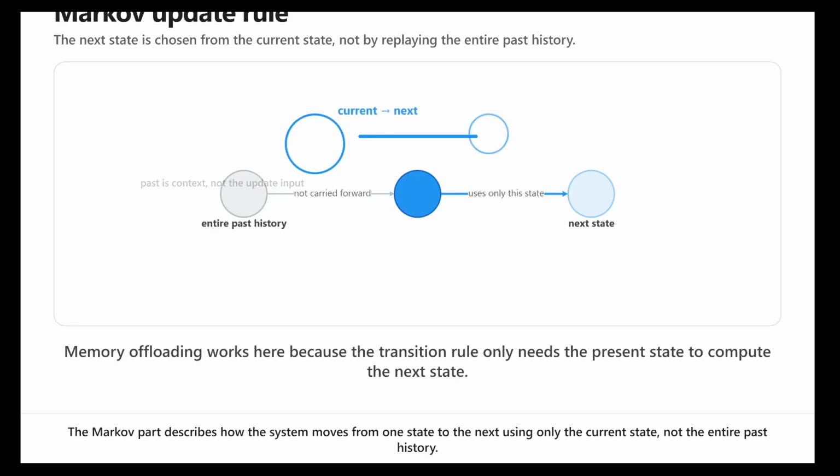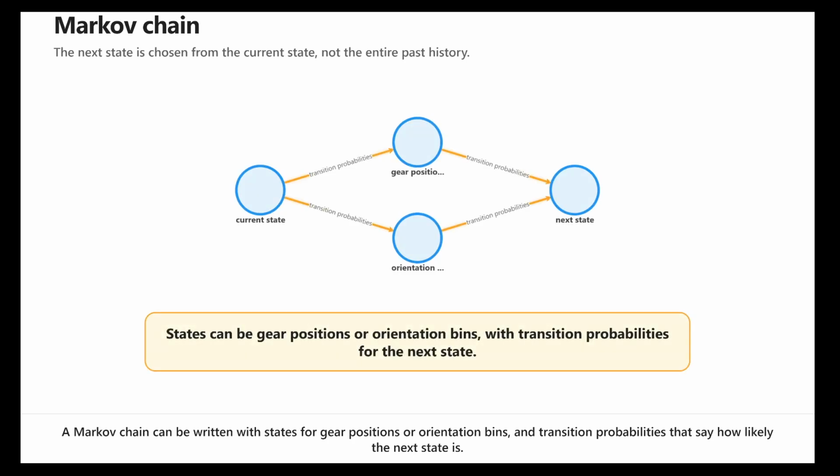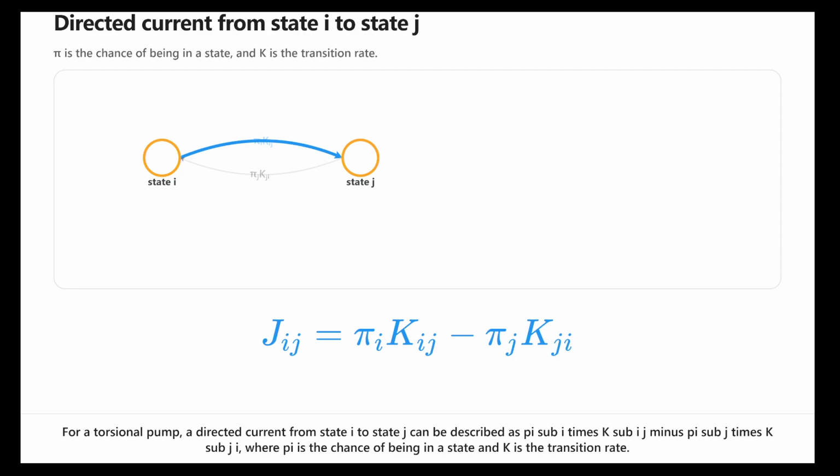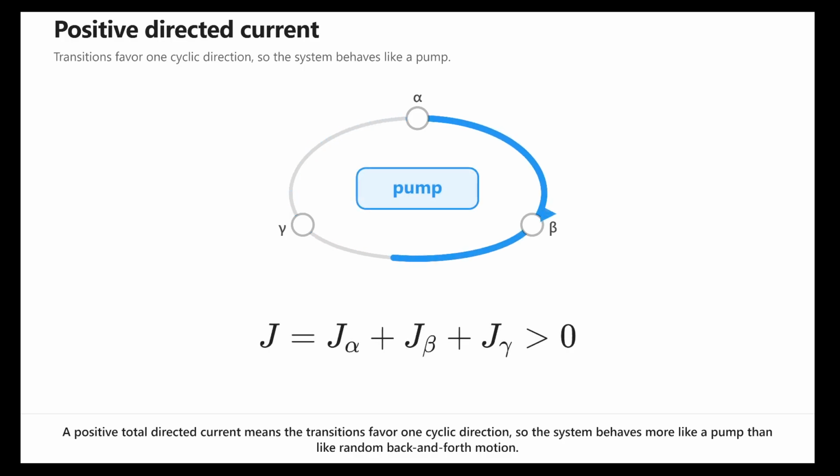The Markov part describes how the system moves from one state to the next using only the current state, not the entire past history. A Markov chain can be written with states for gear positions or orientation bins and transition probabilities that say how likely the next state is. For a torsional pump, a directed current from state i to state j can be described as pi sub i times k sub ij minus pi sub j times k sub ji, where pi is the chance of being in a state and k is the transition rate. A positive total directed current means the transitions favor one cyclic direction, so the system behaves more like a pump than like random back-and-forth motion.